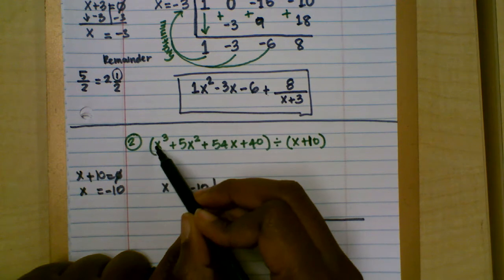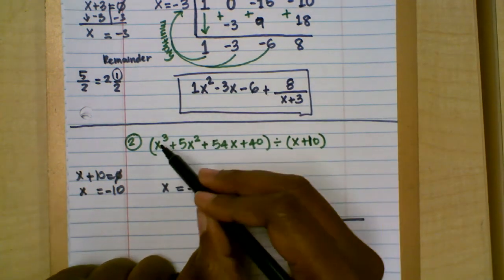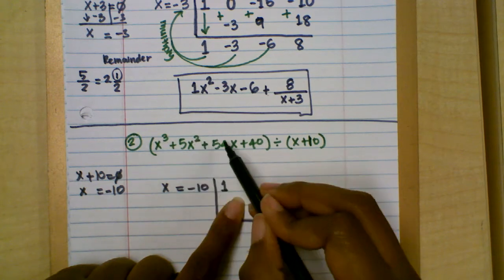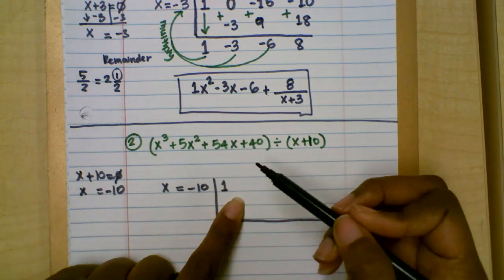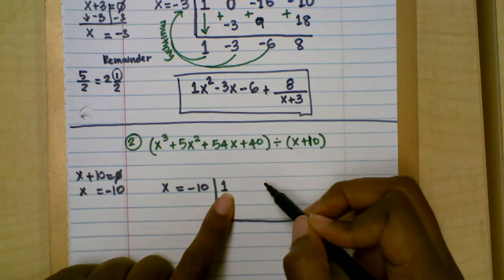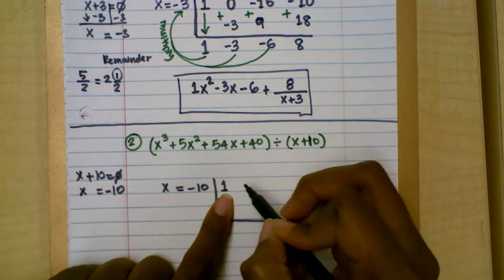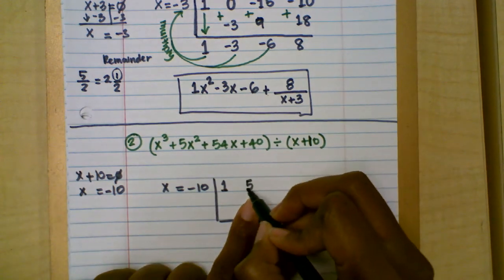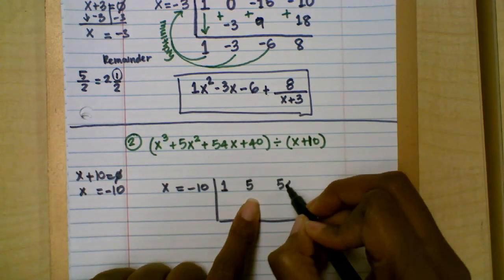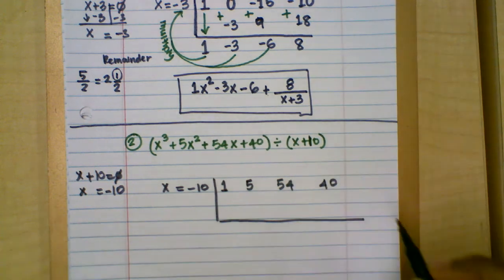So the first coefficient, we put the number in front of the variable. For x cubed, it is 1. Then look at the exponent: you go from 3 to 1 and 0. There's no missing power, so you don't need to use 0 as a placeholder for the coefficient of the missing power. So let's continue. So you have 1, and then you have 5, 54, and 40.